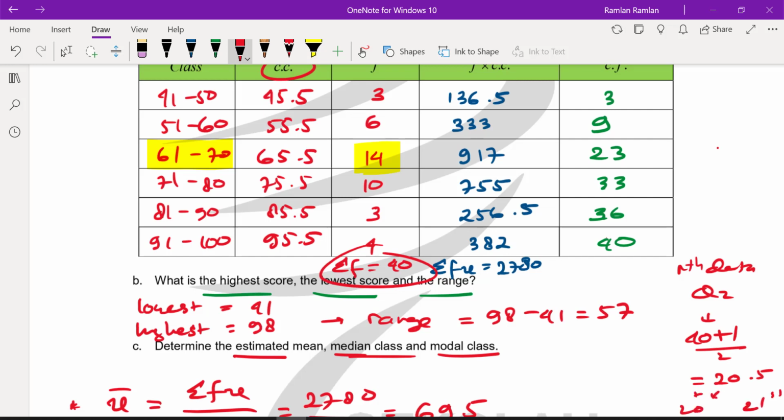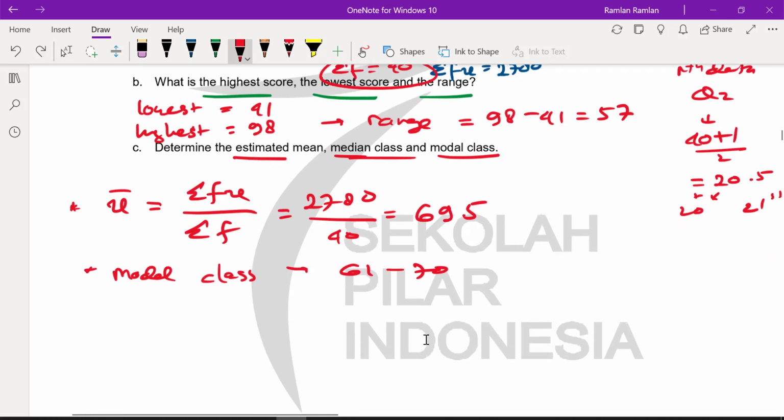So data number 20 and 21 are exactly over here, right? We know that this is data number 10 until data number 23. Why is it 10? Because the last data is data number 9, so for this line, we're going to start from data number 10. So data number 10 until data number 23 is this, right? So coincidentally, again, it's the same as the modal class. So the median class is the same as the modal class, which is class 61 until 70.